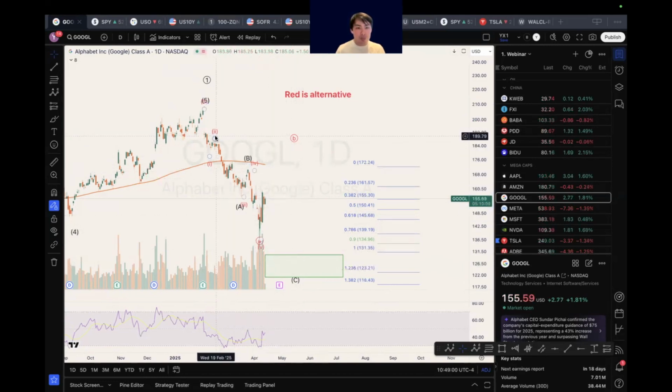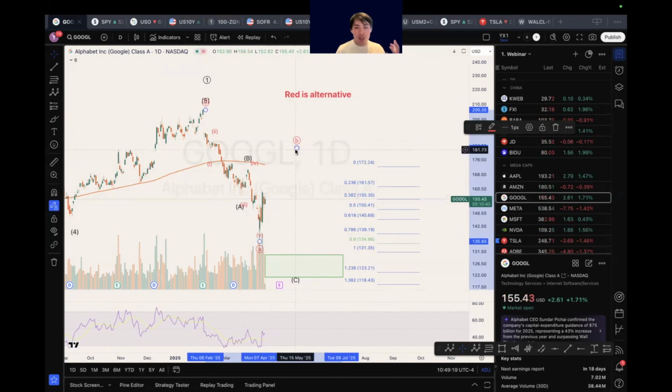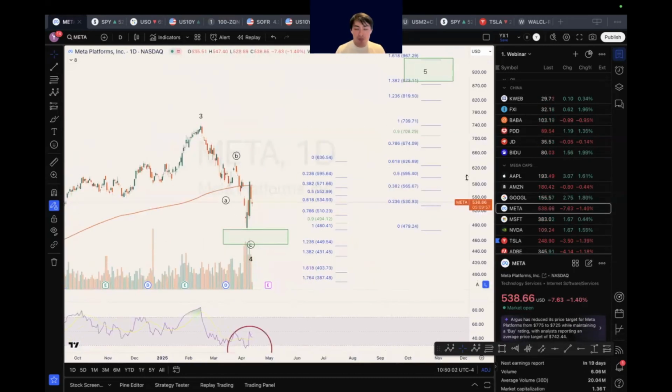There's the alternative where we have 1, 2, 3, 4, and 5 waves down, and that would be the end of wave A already. And the next one is a wave B bounce. It sounds very similar to Bitcoin, essentially. We would expect a 3 wave up for Bitcoin, for Google, and then a further wave C down.